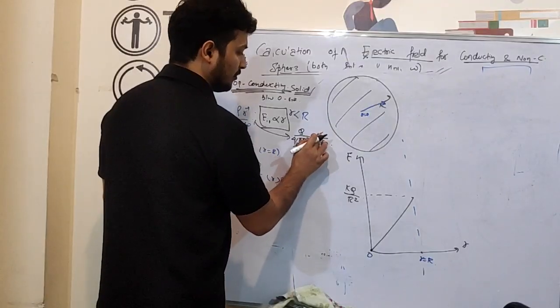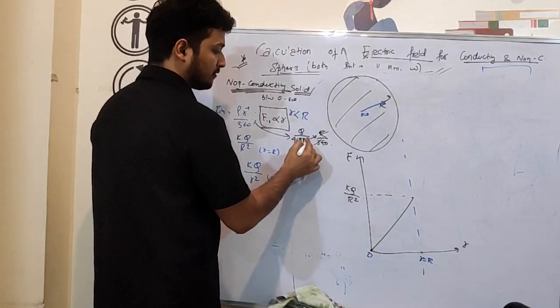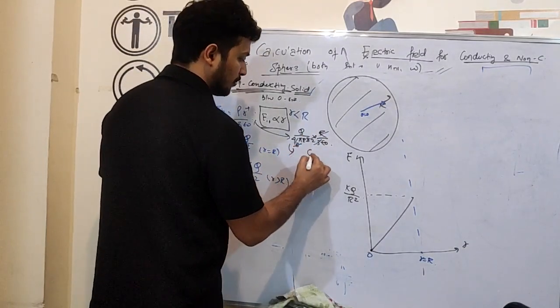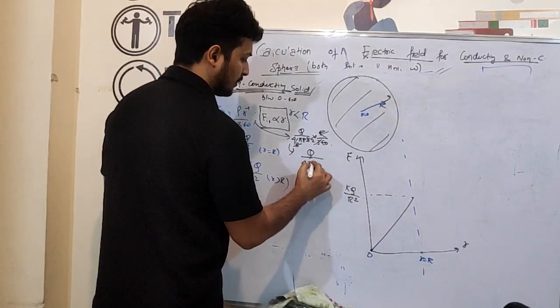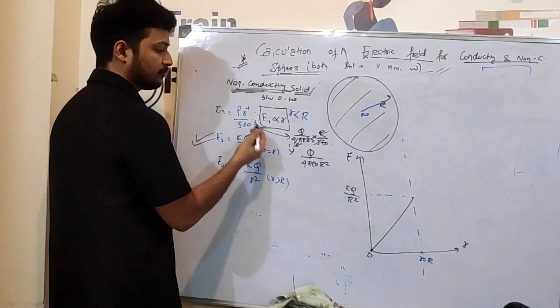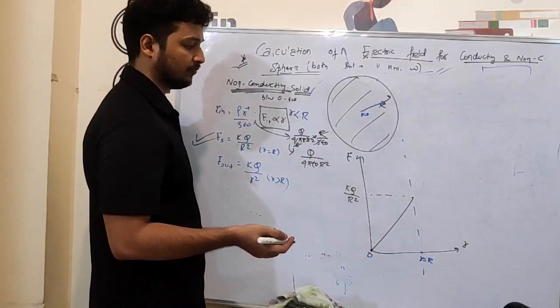And since R will be equal to R, you can just replace it by this. Then R will be cancelling out R cube, which will be R square. And the value will simply be equal to what? Q by 4 pi epsilon naught R square, which is nothing but this value only, but just we have put this in terms of K and we have put this in terms of 1 by 4 pi epsilon.